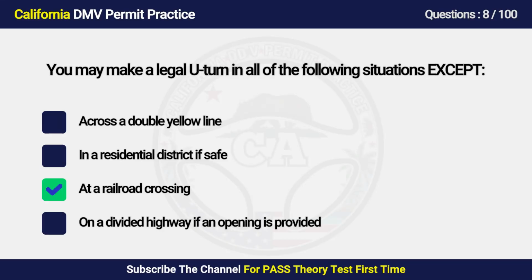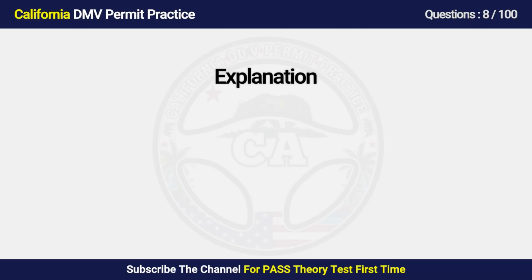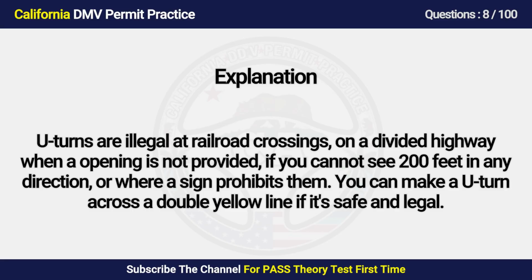Answer is C. At a railroad crossing. U-turns are illegal at railroad crossings, on a divided highway when a opening is not provided, if you cannot see 200 feet in any direction, or where a sign prohibits them. You can make a U-turn across a double yellow line if it's safe and legal.